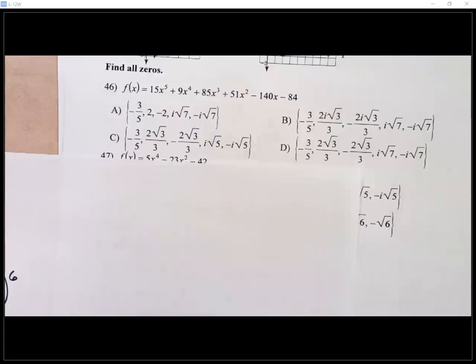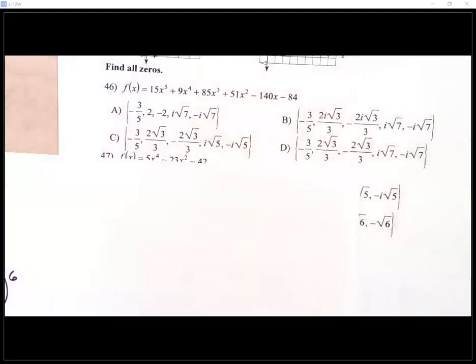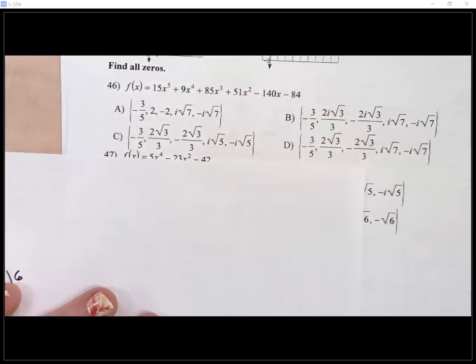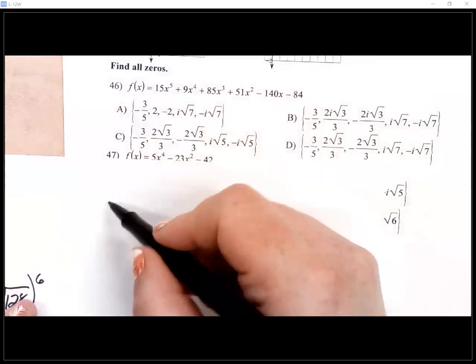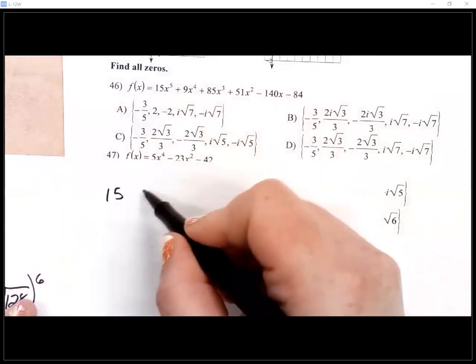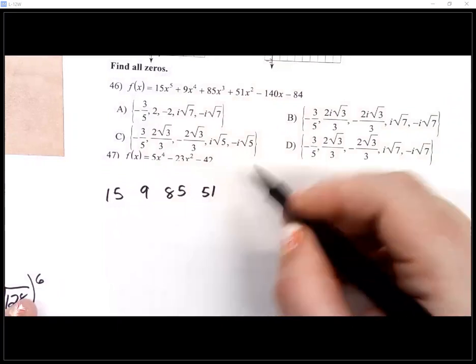I thought that might have saved us a little bit. All right, anyway, so let's plug in -3/5 doing synthetic. I know it should work, because every single one of them has -3/5. So that's how I know it's gonna work. All right, let's try it. Let's bring down our coefficients: 15, 9, 85, 51, -140, and -84.